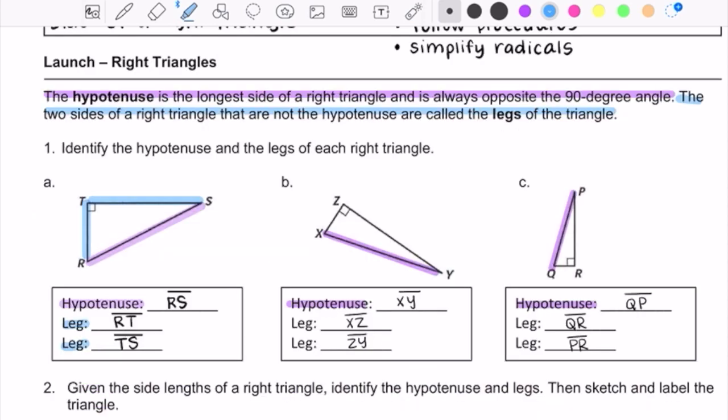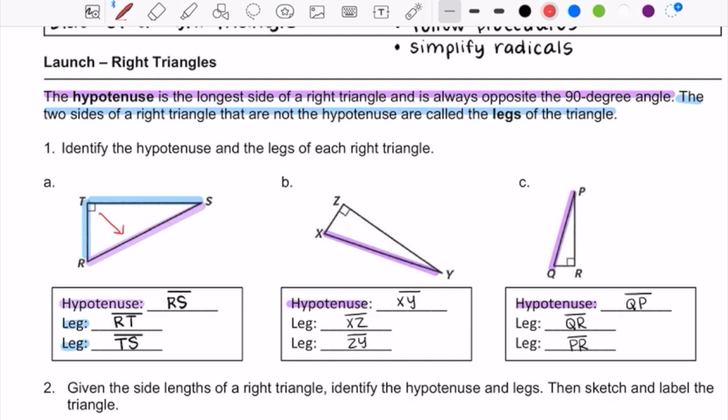The first example in the notes today just wants us to practice seeing which side is the hypotenuse. And so you want to remember that it's always the longest side, and it's going to be the side that's across from the 90-degree angle. Sometimes one way that students like to see which side it is, they draw an arrow out from the 90-degree angle, and the arrow points at the side that is the hypotenuse. So in this case, segment RS is the hypotenuse, which means that segment RT and segment TS are the two legs of the triangle.